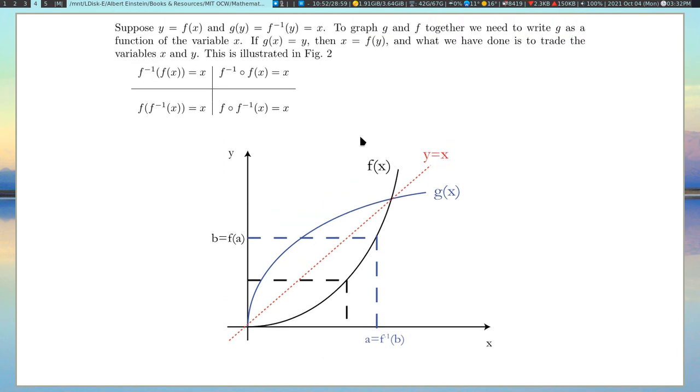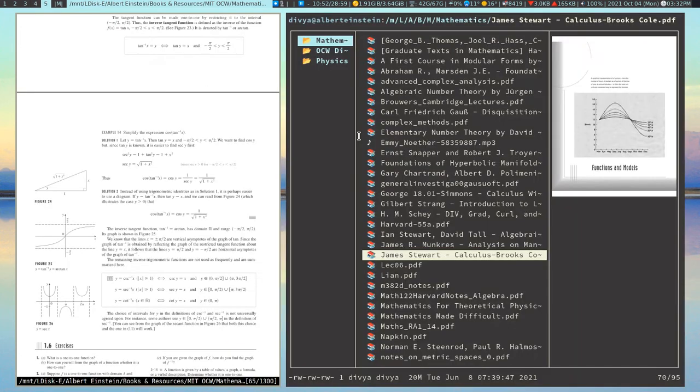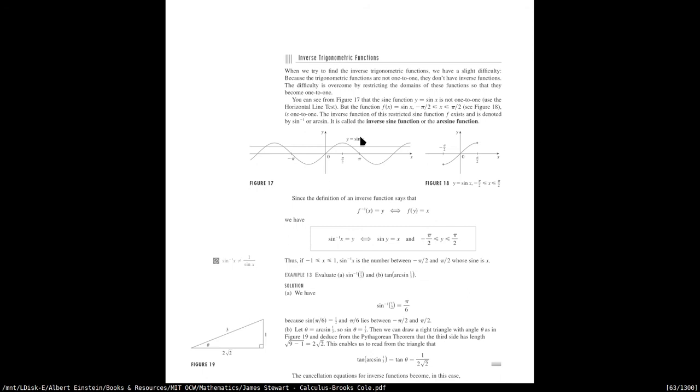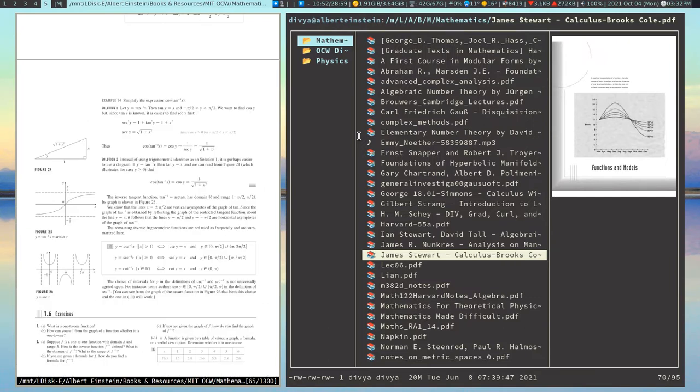Okay. As I said again, look more into inverse of trigonometric functions in Stewart's book. You would probably get a better idea. And any questions, you can always ask.